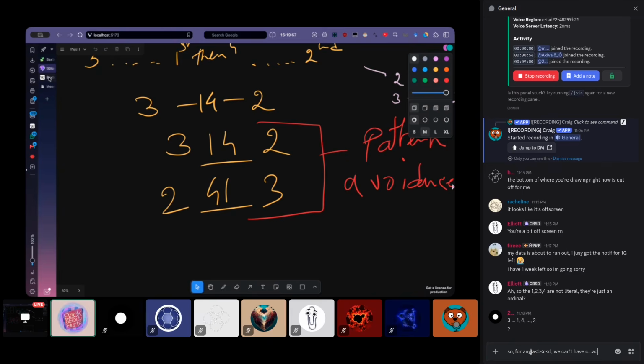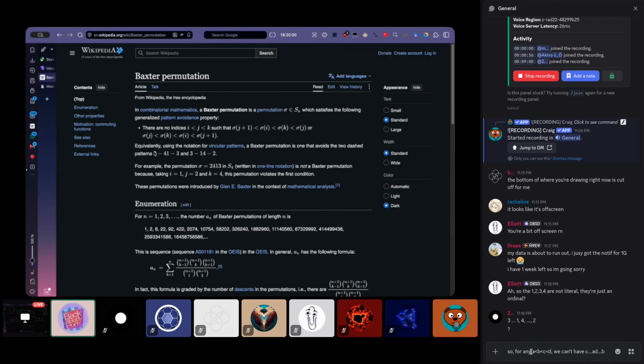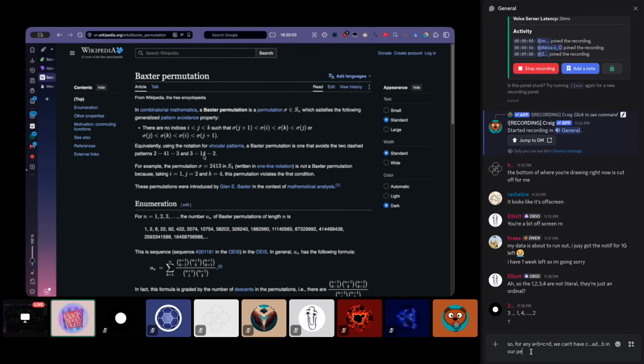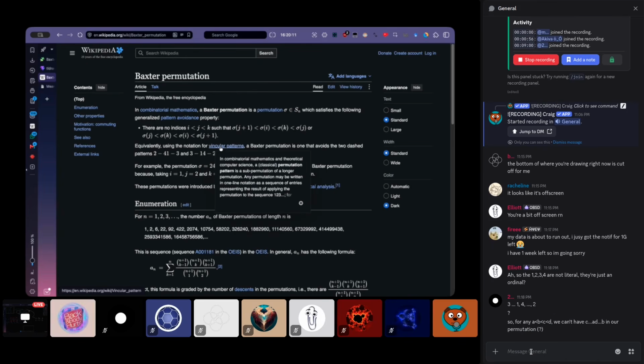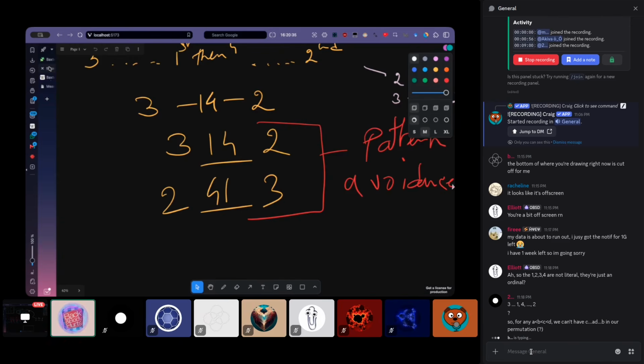And that is exactly what they are talking about in this particular Wikipedia page. And it's called a vincular pattern because of the adjacency information, like we want the 1 and 4 to be consecutive or the 4 and 1 to be consecutive. Otherwise, that pattern is not satisfied. Exactly. For any A, B, C, D, we cannot have C, A, D, B in our permutation. Exactly. And that is the restriction for Baxter permutations.